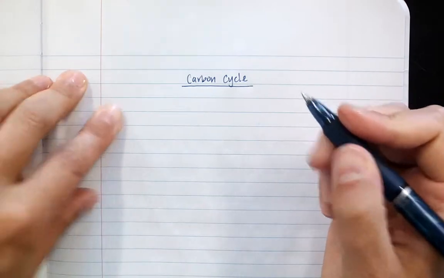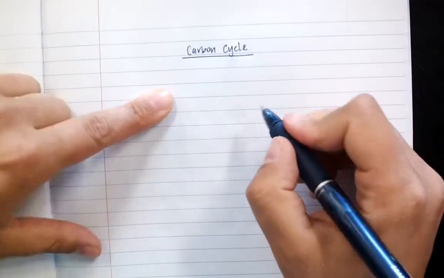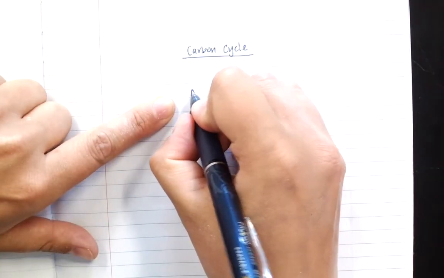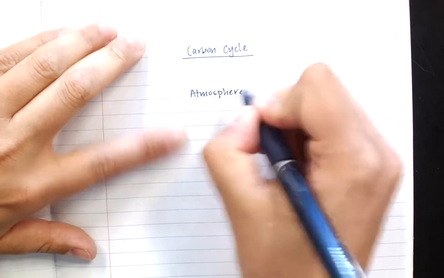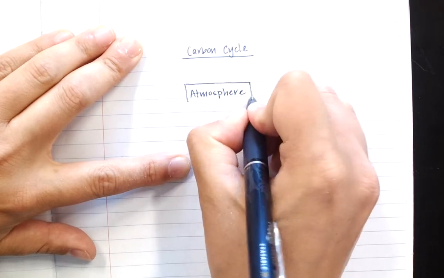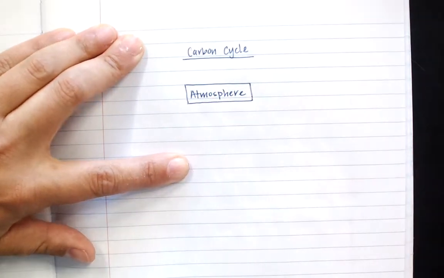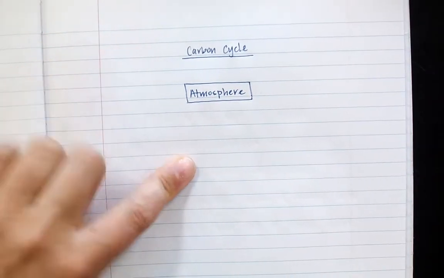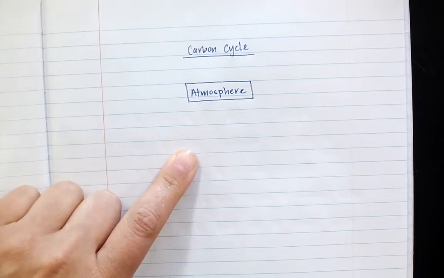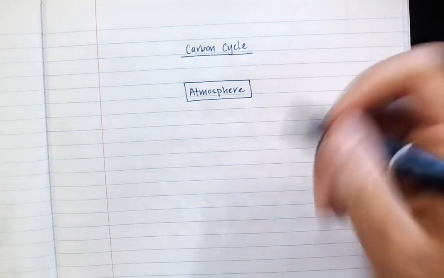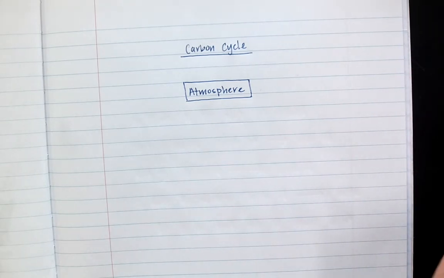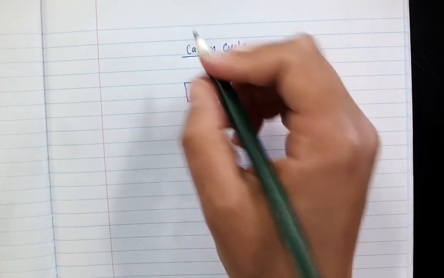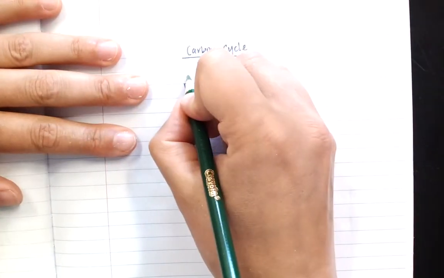And at the top of my carbon cycle, I'm going to have the atmosphere. And the atmosphere is made up of what type of carbon? Well, there are lots of things in the atmosphere, but the carbon that's in the atmosphere is in what form? And if you said it is inorganic CO2, then you are right.